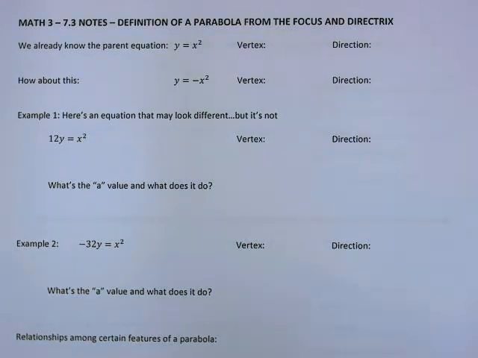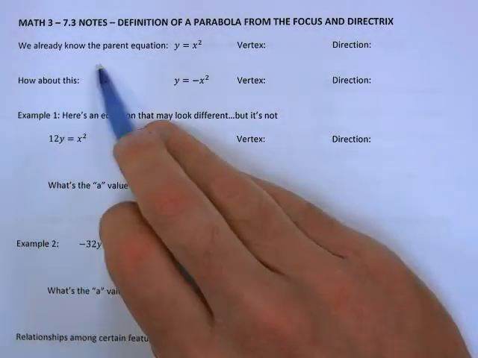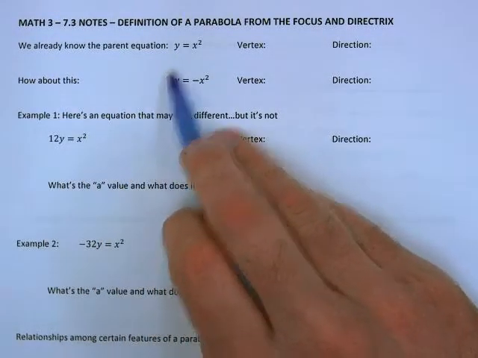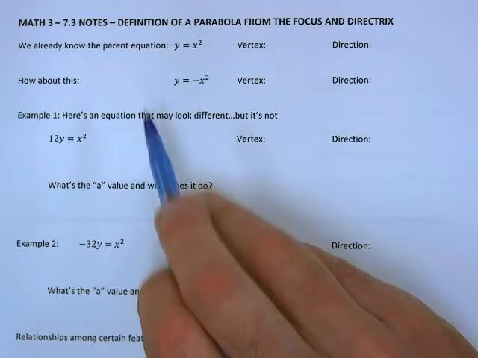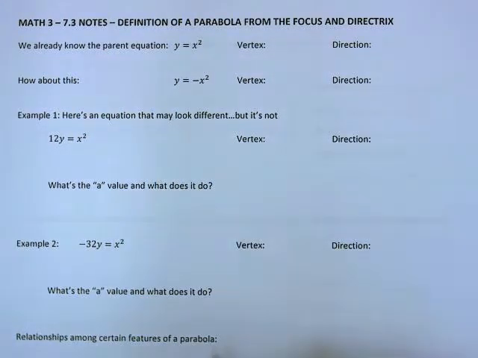All right, so before we dive into the new stuff, let's look at some stuff that we are familiar with. Here we should already know the parent equation for a parabola. The parent equation is just the simplest form of an equation we can get. And for a parabola, y equals x squared is as simple as we can get.